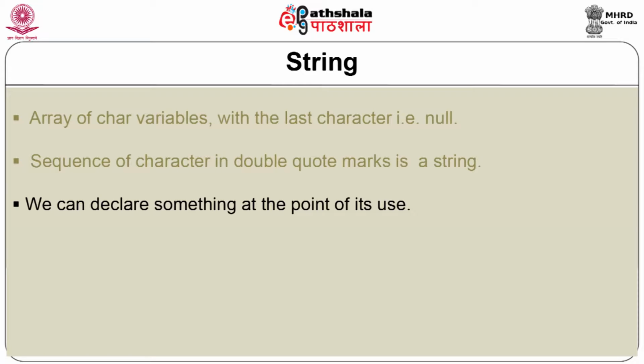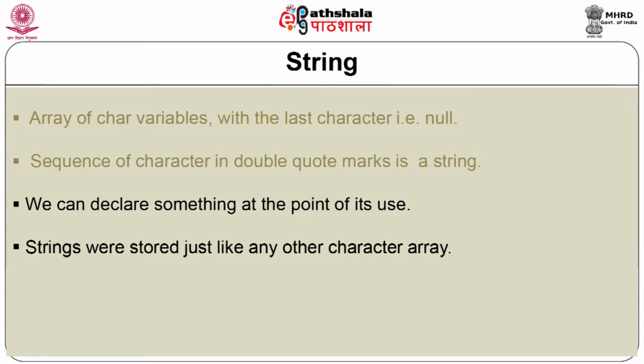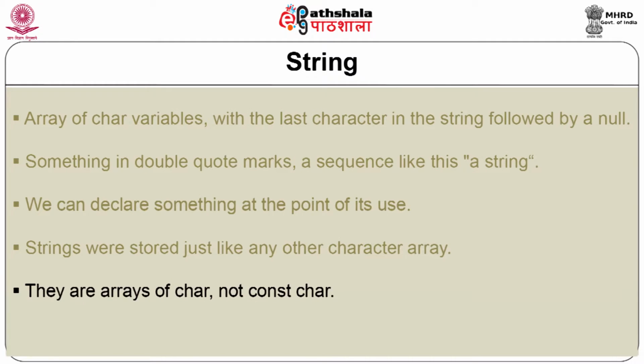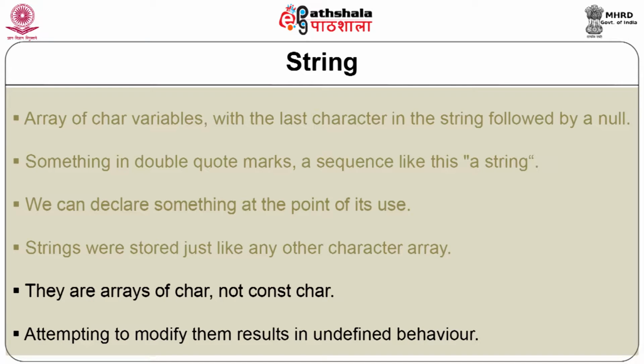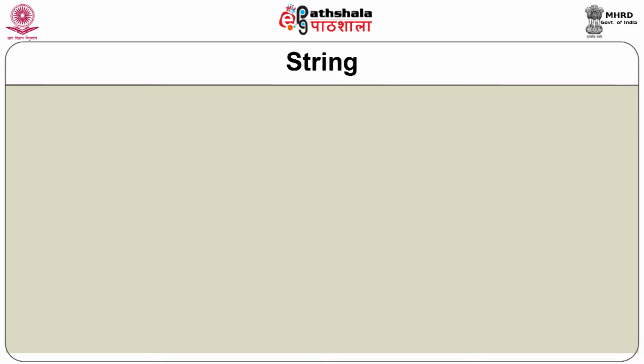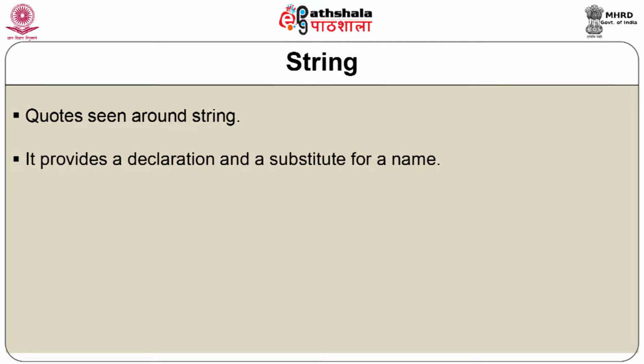In old C language, the strings were stored just like any other character array. Strings are arrays of characters, not constant characters. Attempting to modify these results in undefined behavior. Whenever a string in quotes is seen, it has two different effects. It provides a declaration and substitute for a name.